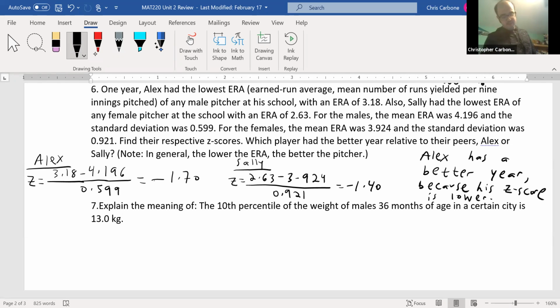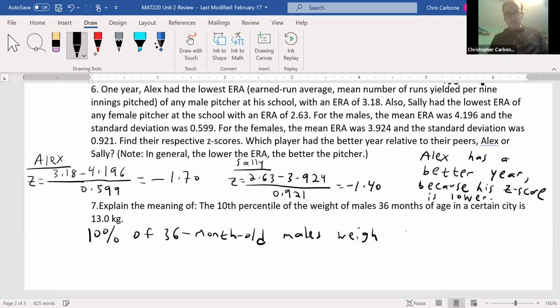And then finally, I have question number 7 here on the bottom. Explain the meaning of the 10th percentile of the weight of males 36 months of age in a certain city is 13.0 kilograms. This means that 10% of 36-month-old males weigh 13.0 kilograms or less.